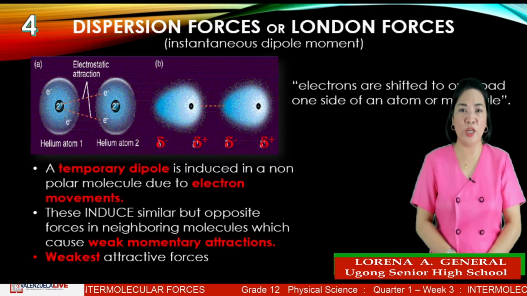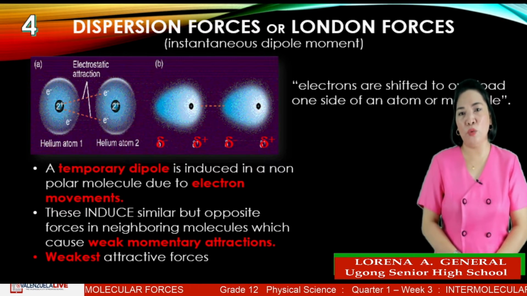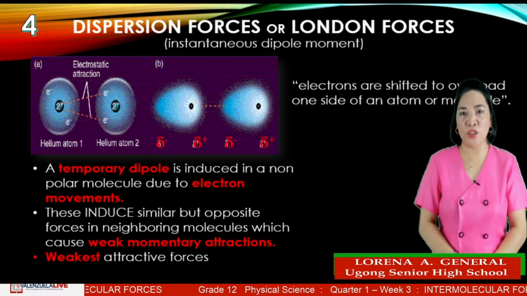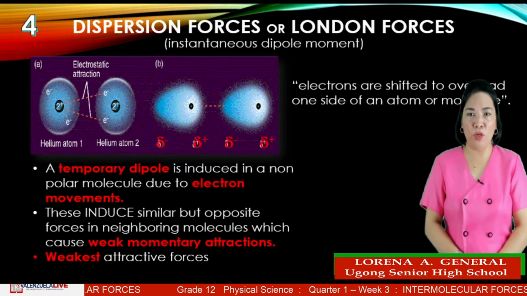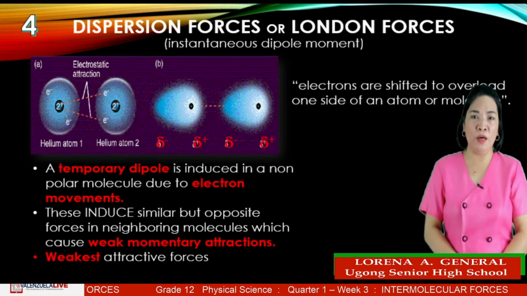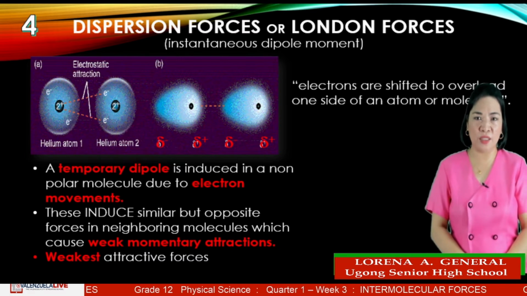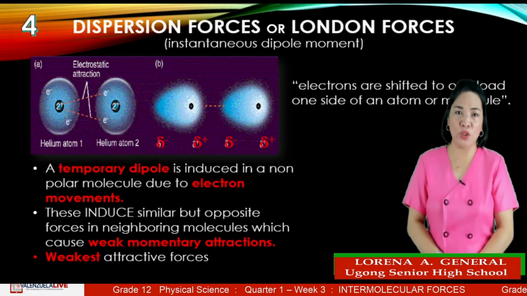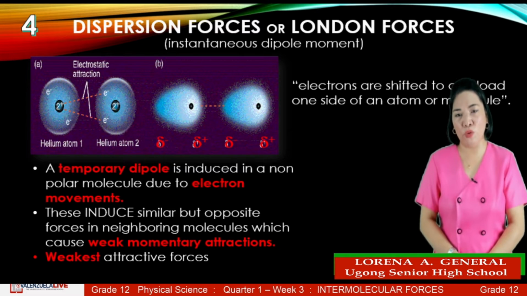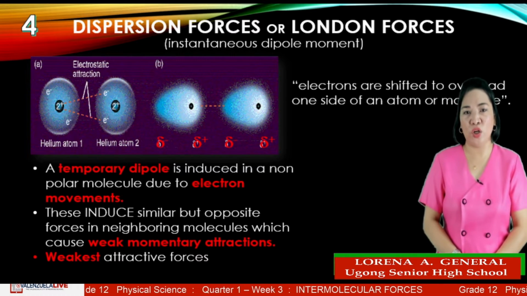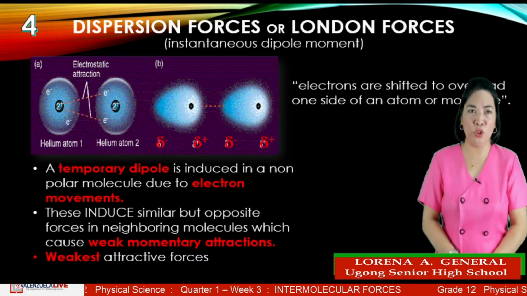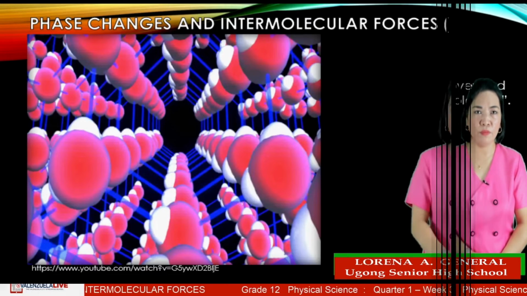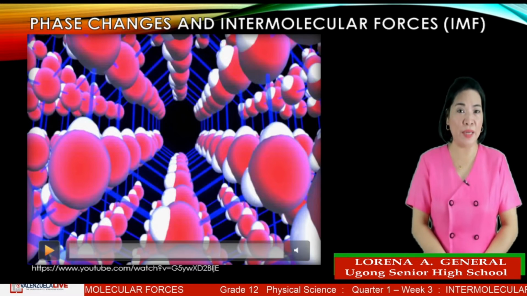Temporary dipoles can occur in non-polar molecules when the electrons that constantly orbit the nucleus occupy a similar location by chance. Temporary dipoles can induce a dipole in neighboring molecules, initiating an attraction called a London dispersion force. So what happens during phase change?